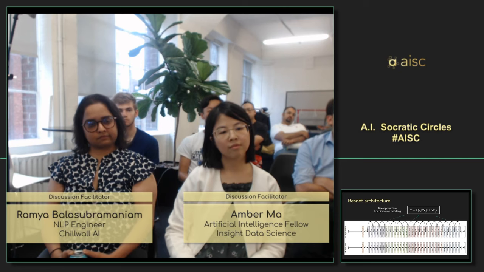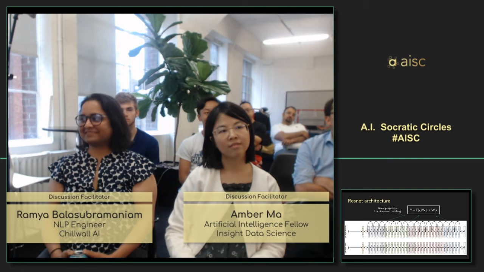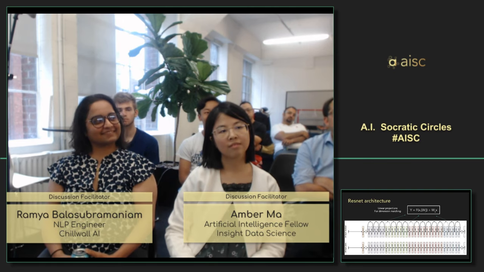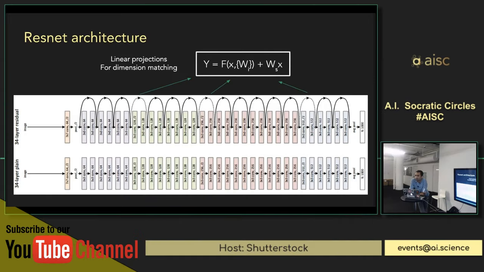I see what you mean. My question, I want to answer it with a question. How many parameters do you think you will add in three projection layers compared to a VGG of 19.6 billion FLOPs? Okay, so you're just adding, it's nothing compared to the whole network, right?